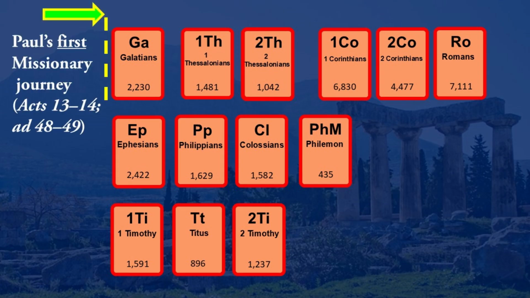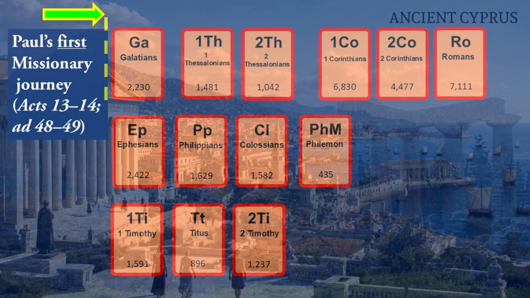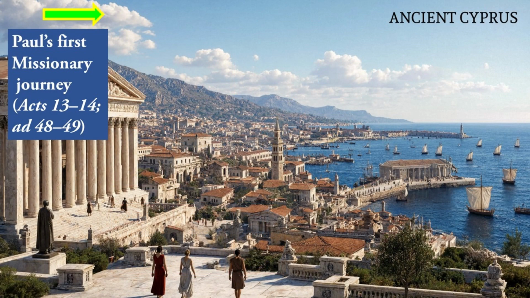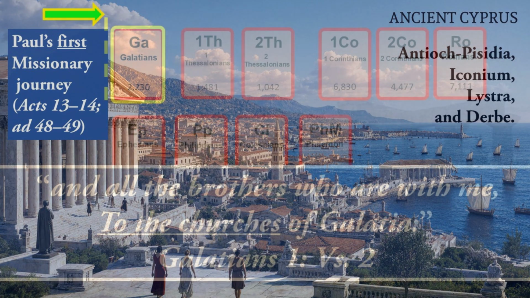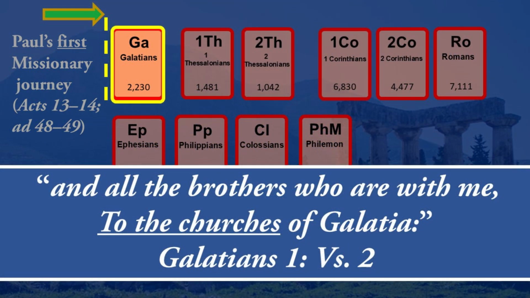Paul and Barnabas were called for his first missionary journey. They went to the island of Cyprus, Barnabas's homeland, and then traveling north into what is modern central Turkey, the Roman province of Galatia, where they started churches in Antioch Pisidia, Iconium, Lystra, and Derbe. Galatians was written to the churches of Galatia after Paul established those churches. There are 3 main scholarly theories as to the specifics of where and when Galatians was penned. But for the sake of brevity, Galatians is the first epistle.